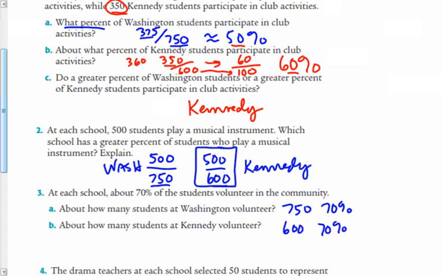Now, one thing I like to do when I'm doing percents is I like to think about 10% because 10% is pretty easy. 100% of 750 is 750. 10% is just moving the decimal over 1. So 10% of 750 is just 75. And now I can scale it up to 70% just by multiplying by 7. So I really just need 75 times 7. And that's 75 plus 75 plus 75 plus 75.